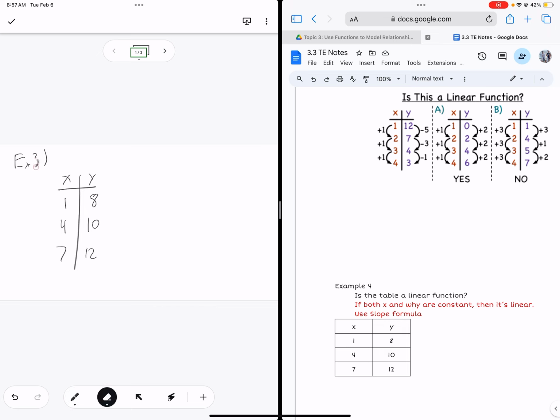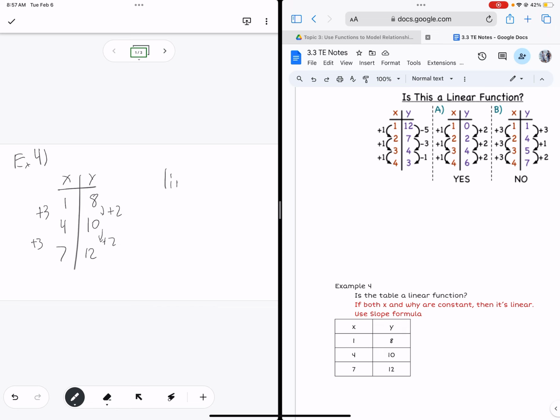Example 4. Is there a pattern to the x column? What is it? You're adding plus 3. And then the y, is there a pattern? Yeah, you're adding 2, right? 8 plus 2 is 10, plus 2 is 12.